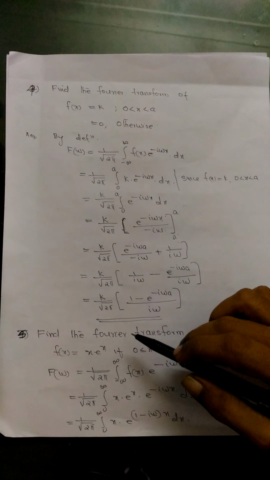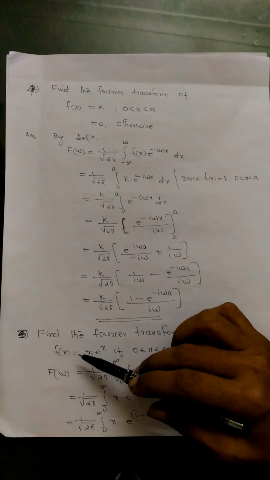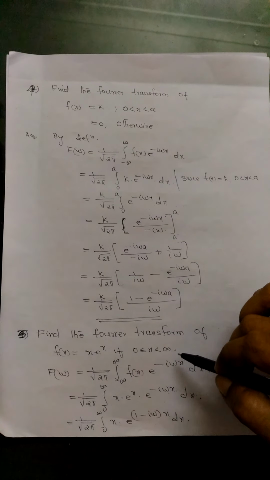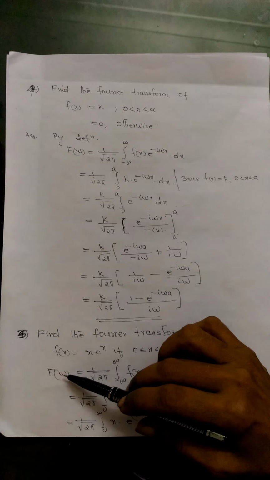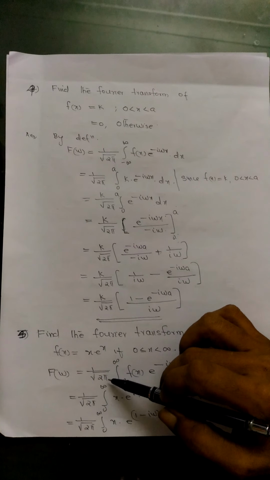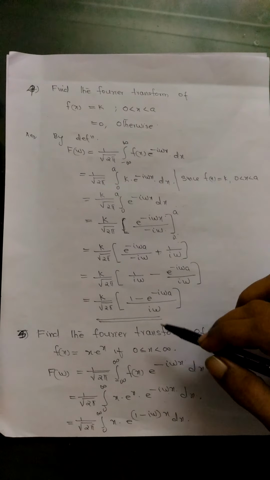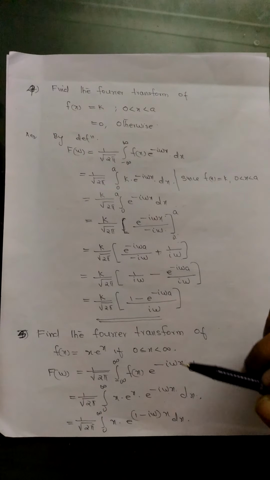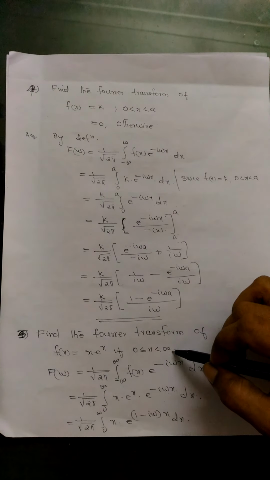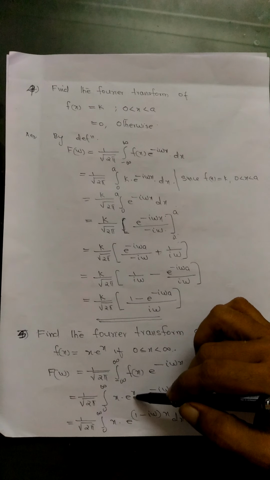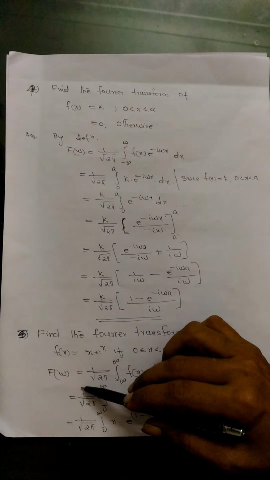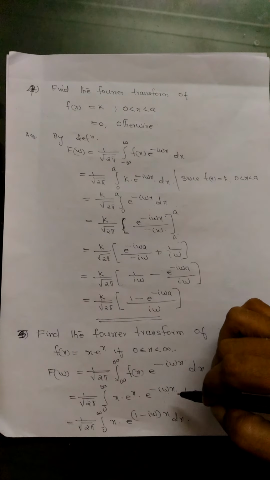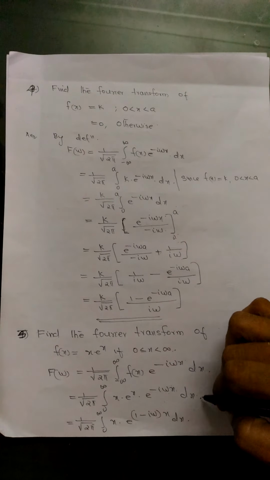The next question is, find the Fourier transform of f of x equals x e raised to x, if 0 less than or equal to x less than infinity. By definition, f of omega equals 1 by root 2 pi integral minus infinity to plus infinity f of x into e raised to minus i omega x dx. And here the limit is 0 to infinity and f of x is x e raised to x. So this equals 1 by root 2 pi integral 0 to infinity x e raised to x into e raised to minus i omega x dx.